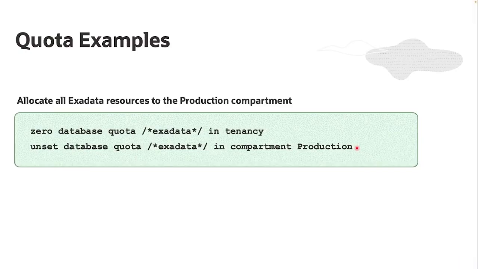In this way, we can use the set keyword for setting resource quota limit, the unset keyword to reset quota back to the default service limit, and the zero keyword when you want to remove access to the cloud resource.